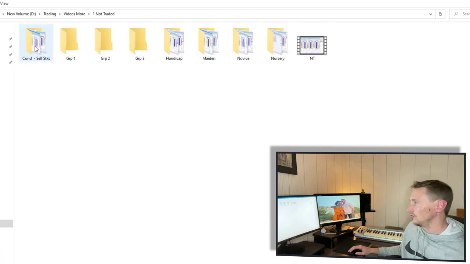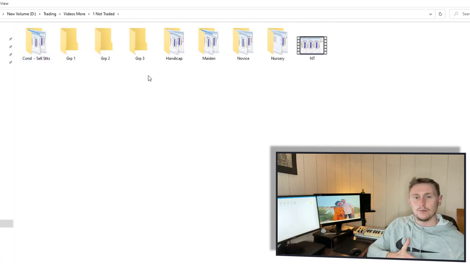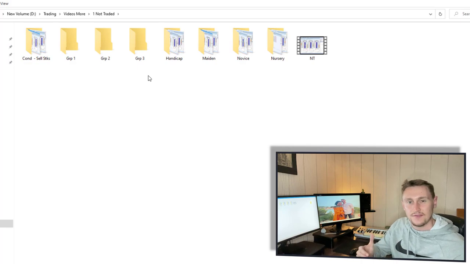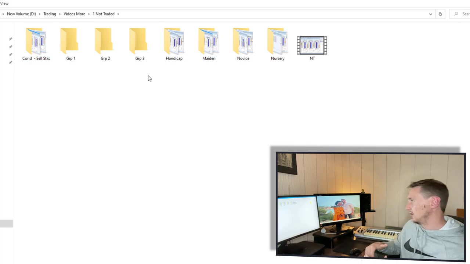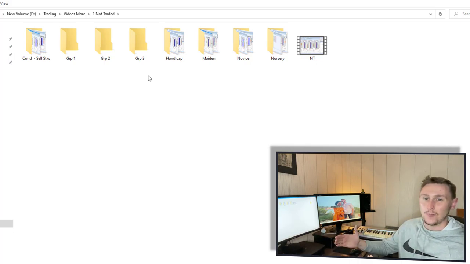And then a folder for not traded. So I've made a folder there for when I'm on a market and I can't see anything, so I don't trade it. I've made that folder so I can go back and reanalyze it and see if I see something, you know, weeks and months down the line, as hopefully I improve.